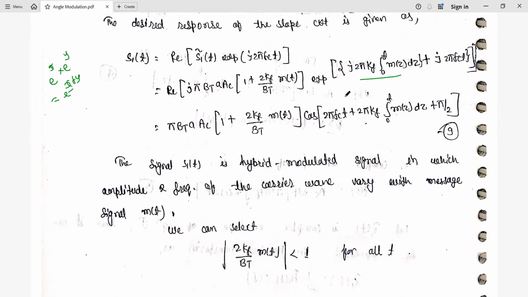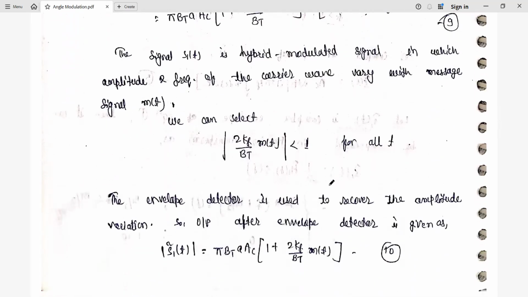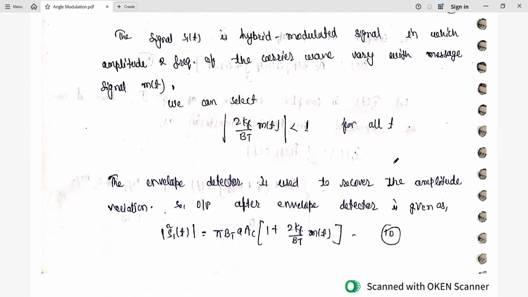And now we are trying to obtain the real part. Again, e to the power j theta is cos theta plus j sine theta. So that's why we are able to obtain this as the real part. Here we already have j, and here again we have j, so we can take it common. Finally we obtain this part, and here we have a phase shift of pi by 2. So this s1 of t is the hybrid modulated signal in which the amplitude and frequency of the carrier wave vary with the message signal. This term 2 k_f m of t by B_T is less than 1 for all time. So always it is going to be less than 1.